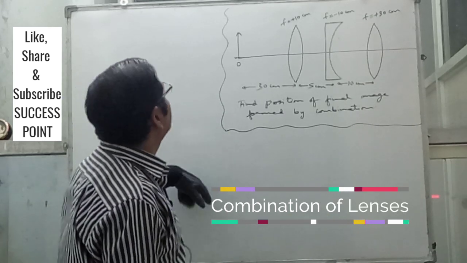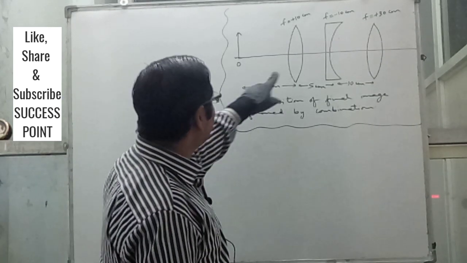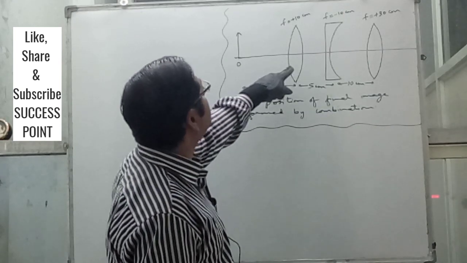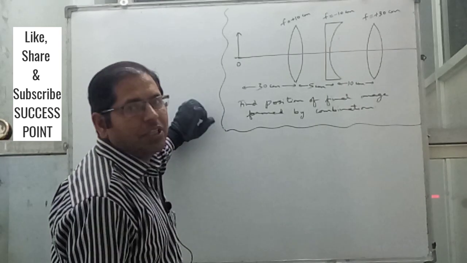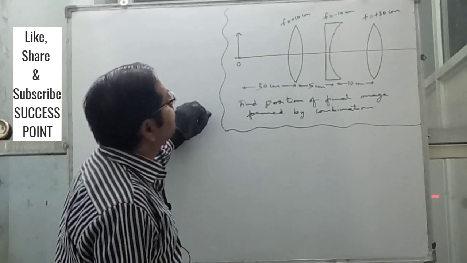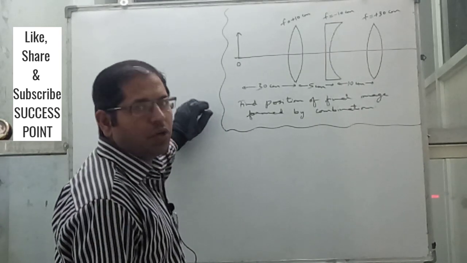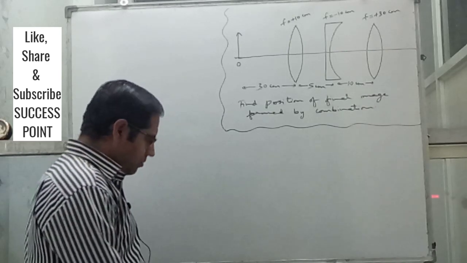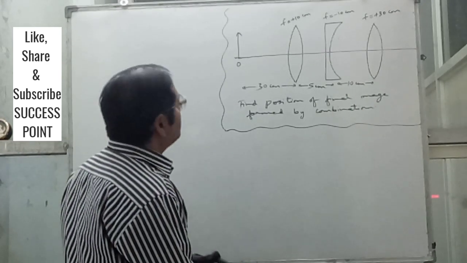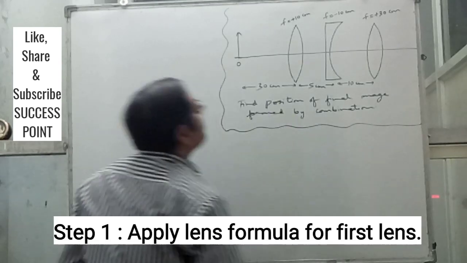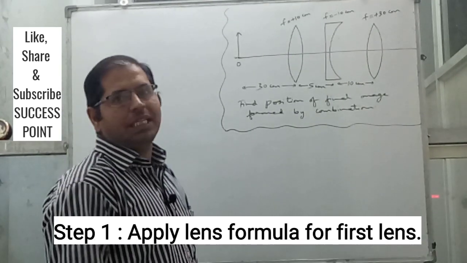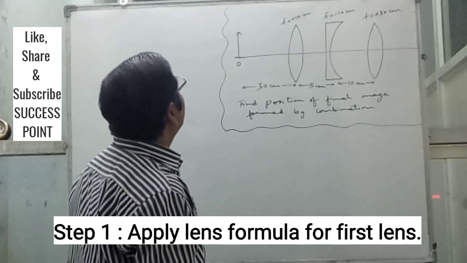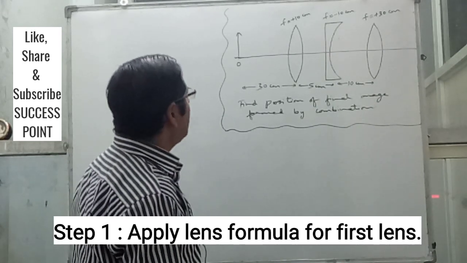See this question. In this question, there is a combination of lenses: convex lens, concave lens, convex lens, and you have to find the position of the final image which is formed by this combination. Now see how to do these types of numericals. In these types of numericals, we will apply the lens formula.